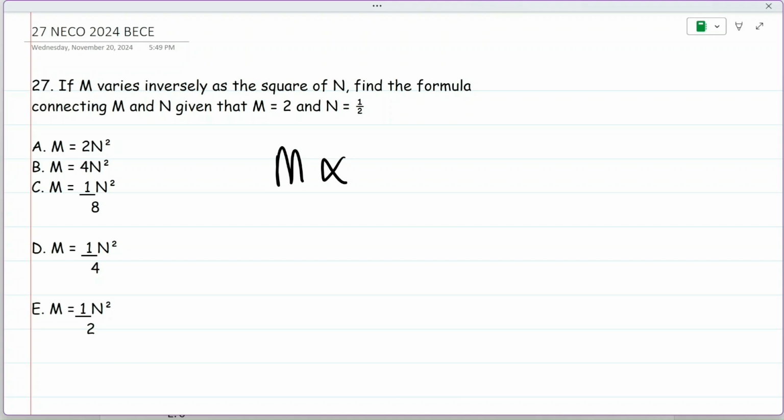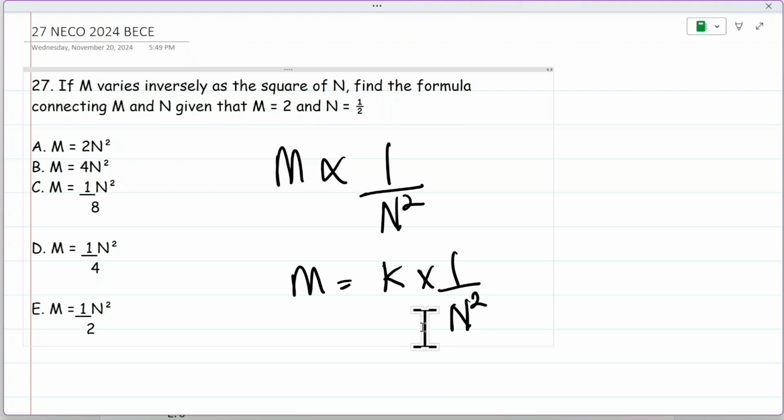M varies inversely. That's inversely will be 1 over the square of n. That's n squared, n to the power of 2. This is the variation representation. So we have m equals, when we're introducing an equals sign and changing the variation sign into an equals sign, we introduce a constant. We can call our constant k times 1 over n squared. Now the k multiplies the other value on the other side, which is 1 over n squared.